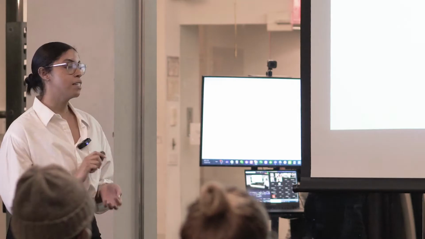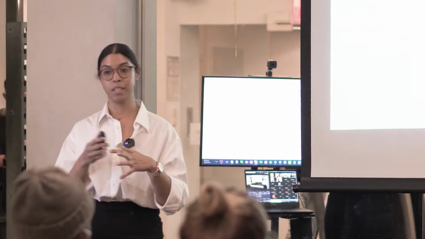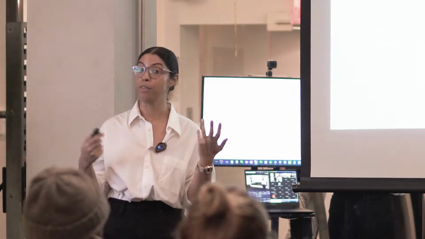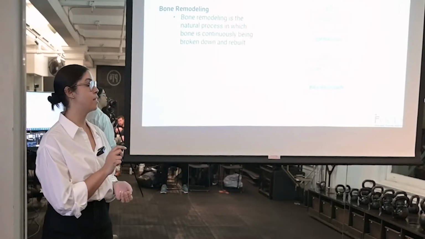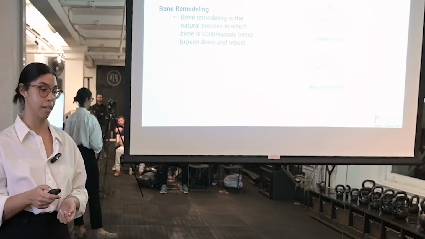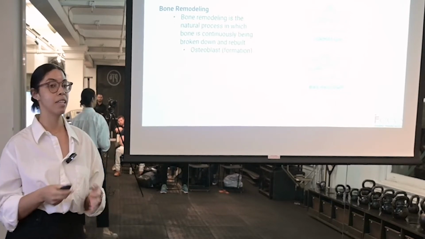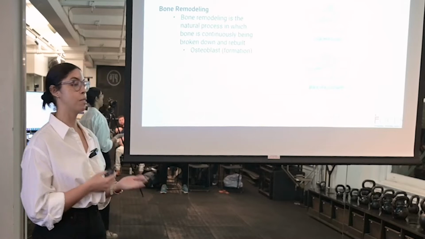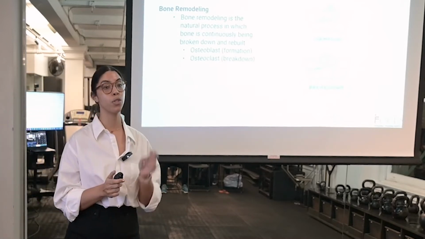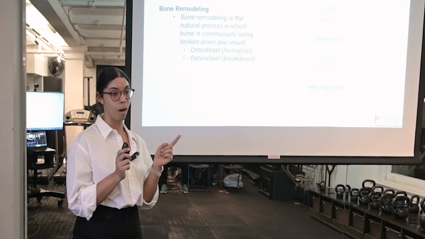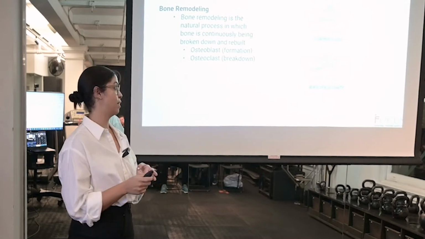Now, these tissues, like I mentioned, are going to be interacting with each other to try to maintain a healthy bone. So we have a process called bone remodeling. This is just the natural process in which bone is being constantly broken down and rebuilt. And this is thanks to two very important cells. We have osteoblasts and osteoclasts.